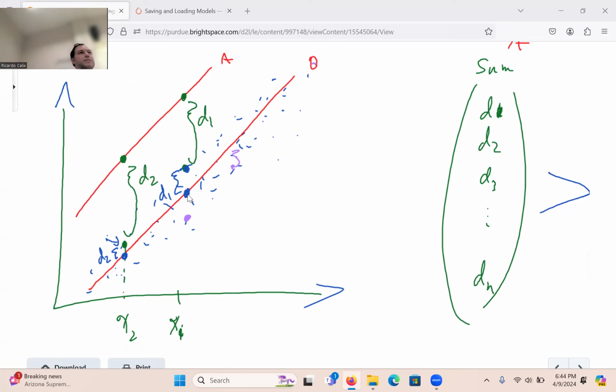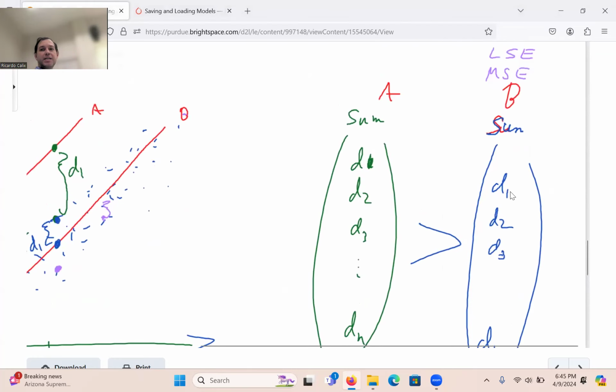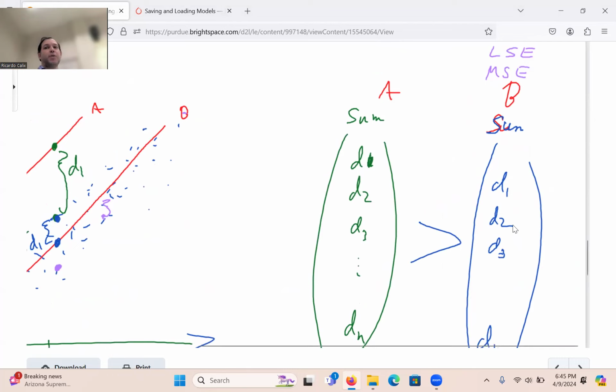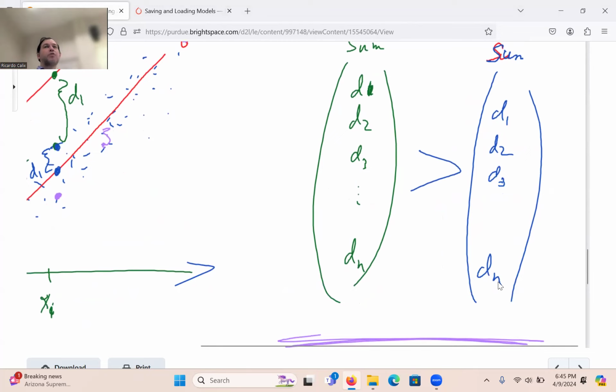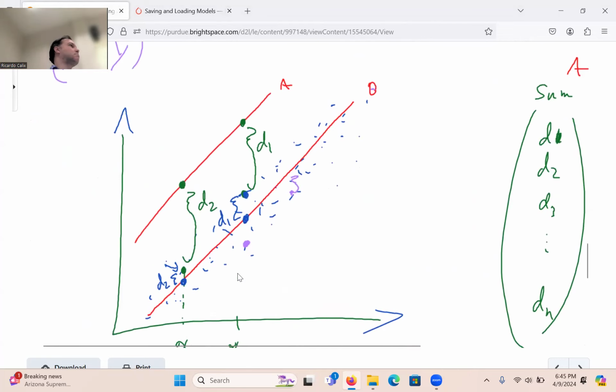Got it? So now think of that as x1, x2. Okay, so for model B, those are D1, D2, the differences. I'm going to take those two differences and put them in here, plus all the other differences for all the n points. Got it?